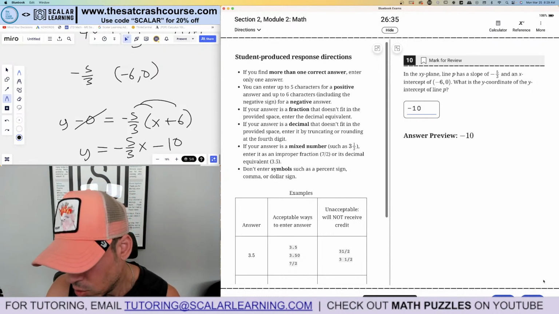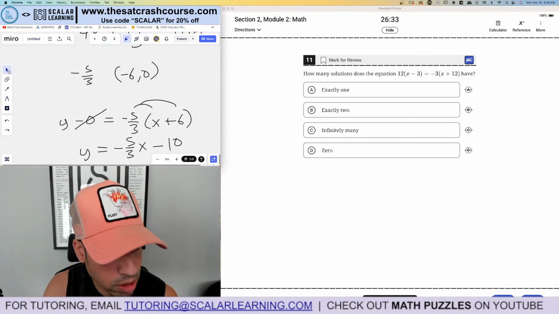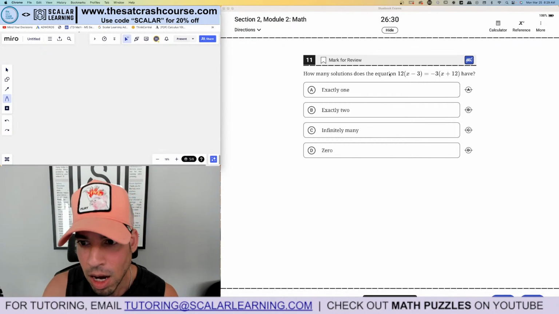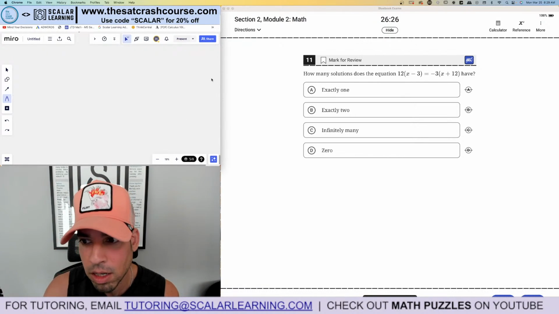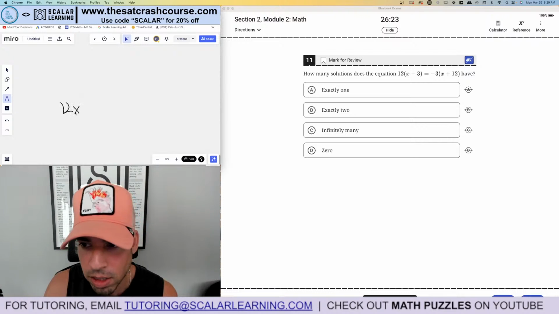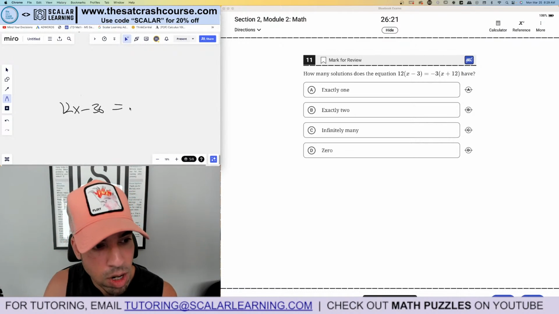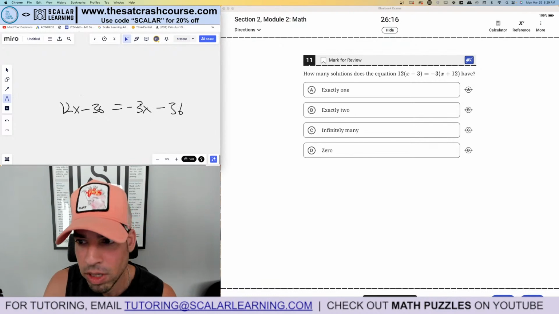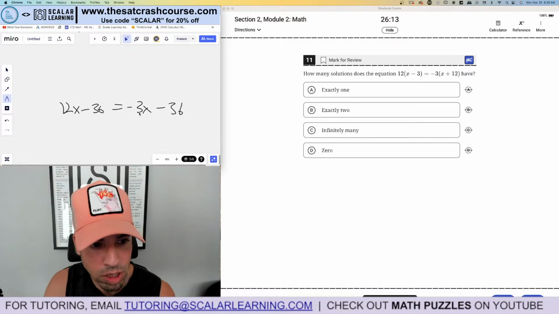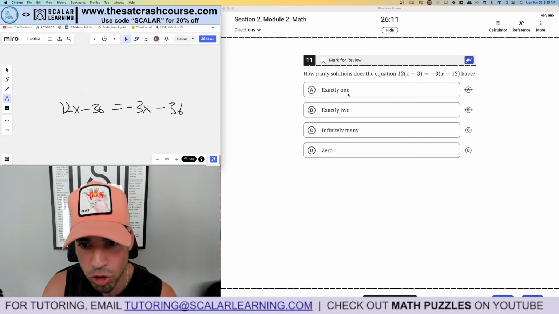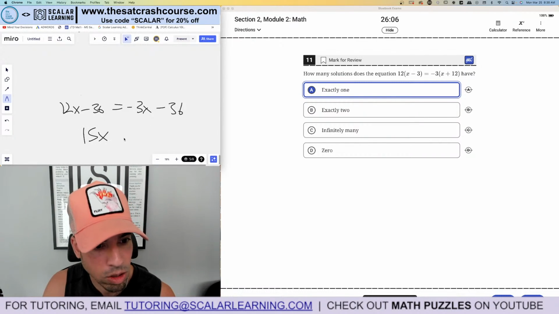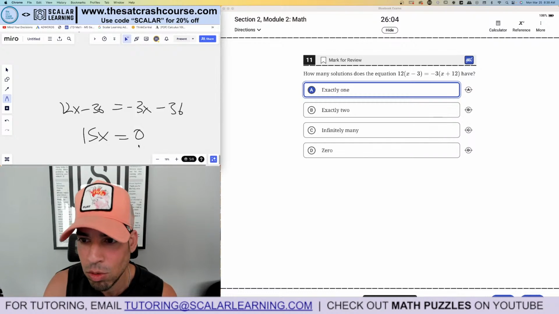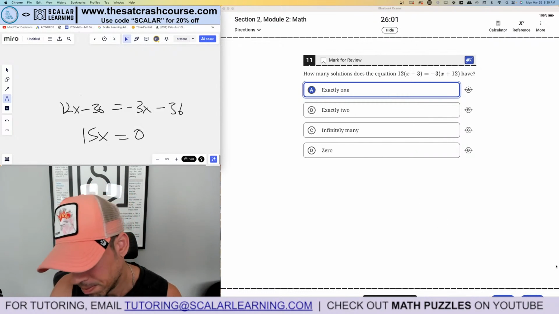Notice, once again, you can have negative answers on the digital SAT for your response. You couldn't before, now you can. How many solutions does this have? All right, let's distribute the 12. We got 12x minus 36 on the left-hand side equals -3x minus 36. Okay, I can already tell that the x coefficients are different, and it's a linear equation, so it's got to have exactly one solution. Now, we can solve for it. I can add 3x to the side, get 15x, add 36 to the other side, equals 0. My solution is x equals 0, but that's how you do it. Done.